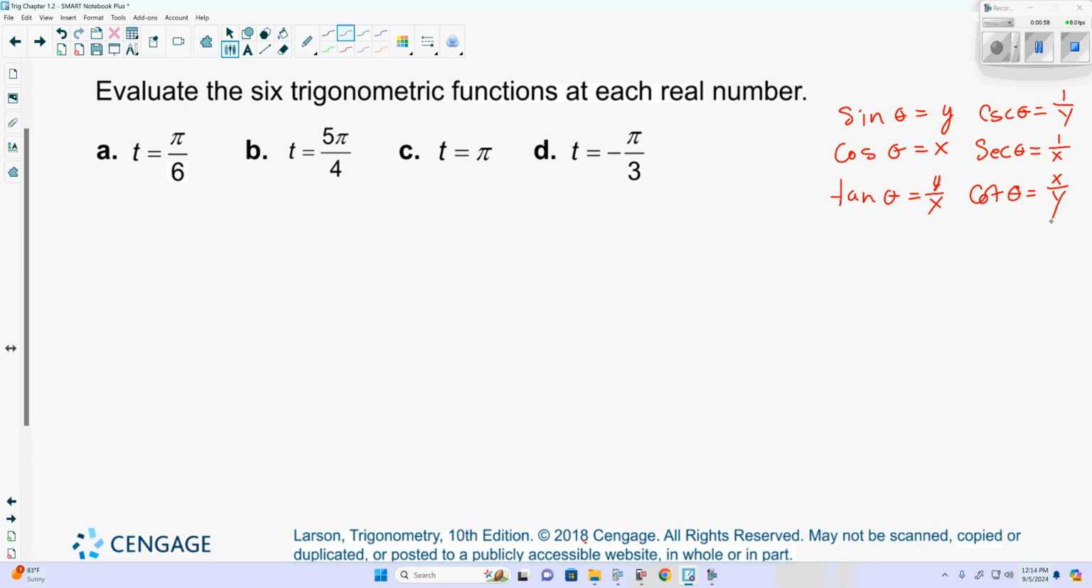Now, so far, we've only done one problem of these. So what we're going to look at next is B, 5 pi over 4. With our 5 pi over 4, we're trying to find sine, cosine, tangent, secant, and cosecant given that angle.